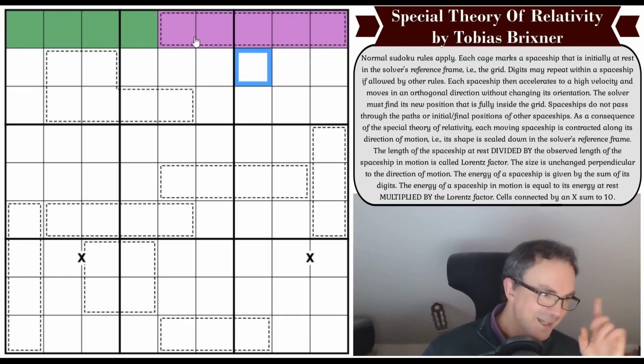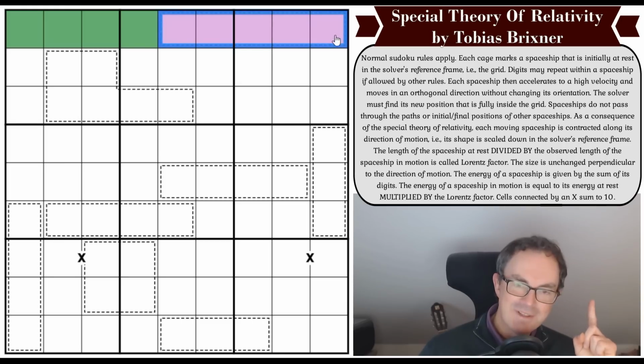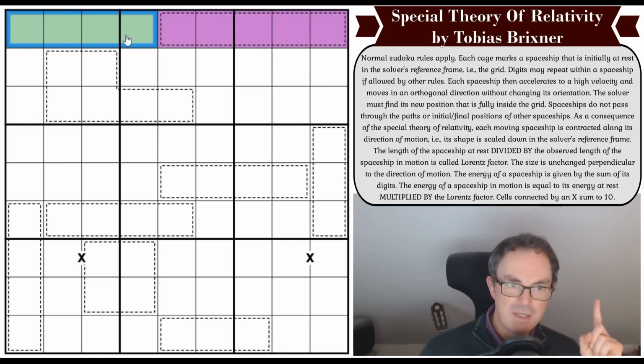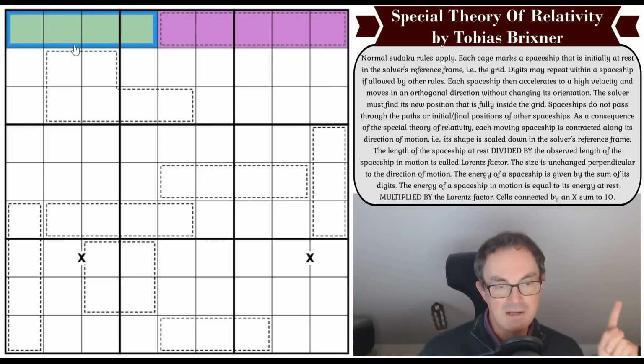Anyway, let's come back to it. So this adds up to 20. That smaller spaceship, although it's the same spaceship just moving very fast, adds up to 25.